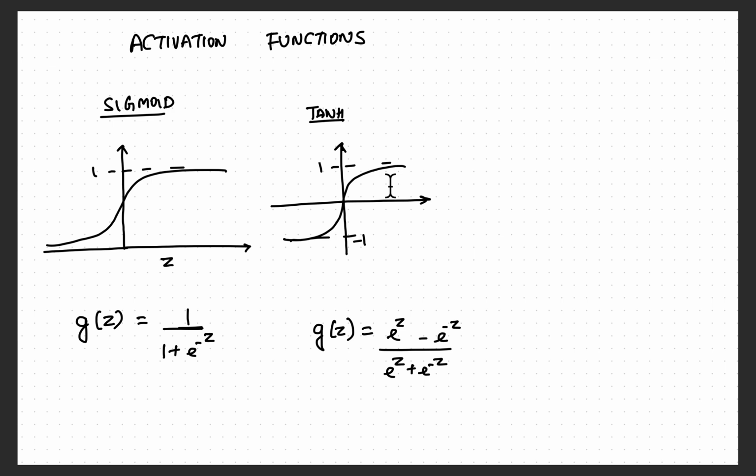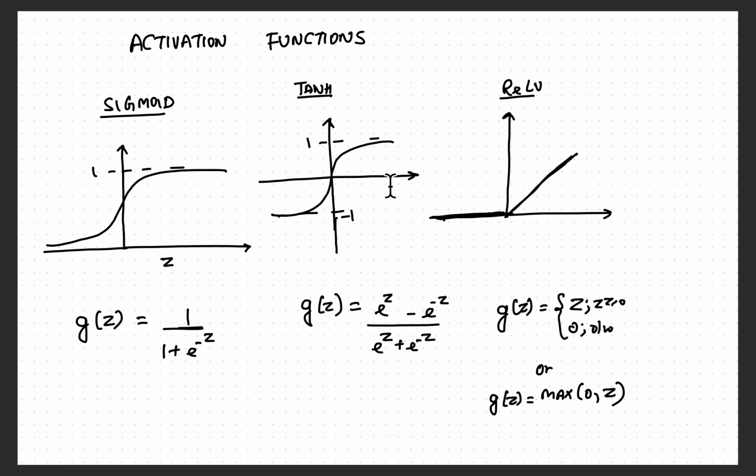And then there are several other activation functions, like the hyperbolic tan, or tanh, which is fairly similar to sigmoid, but it's between -1 and 1. And the functional form of this is g of z equal to e to the power z minus e to the power minus z, divided by e to the power z plus e to the power minus z.